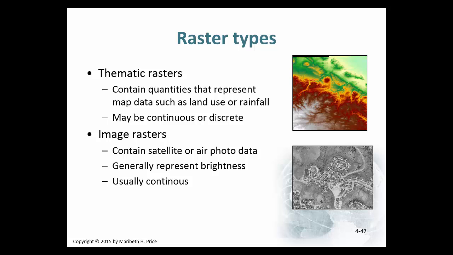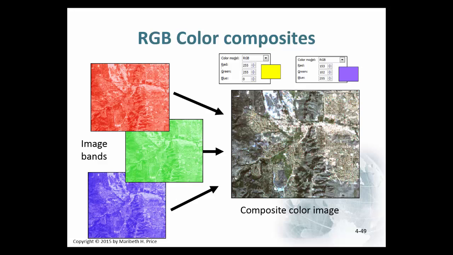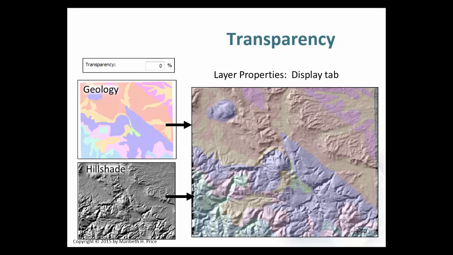Rasters can be thematic, representing phenomenon like rainfall or elevation, or they can be image rasters that contain aerial photographs. Image rasters can be displayed with a single band or composite bands. In many cases, rasters are made up of red, green, and blue bands to make natural color composites. To overlay rasters, you may need to set the transparency level found on the Display tab of the Layer Properties.